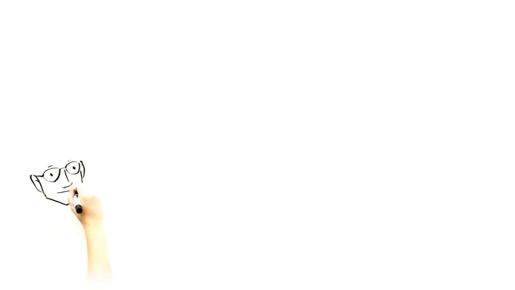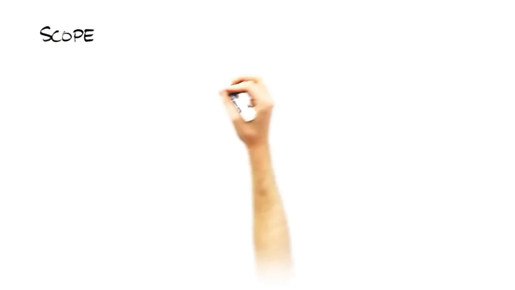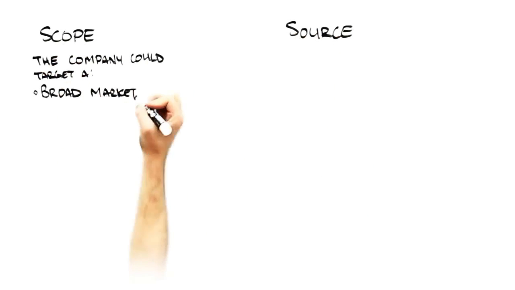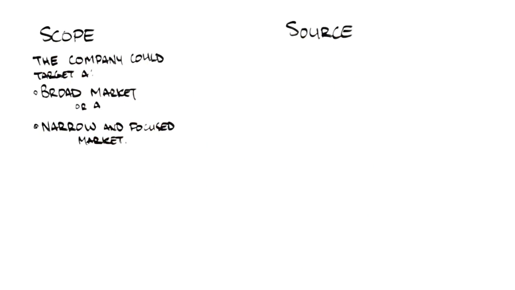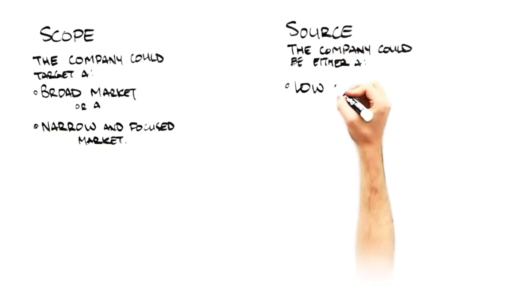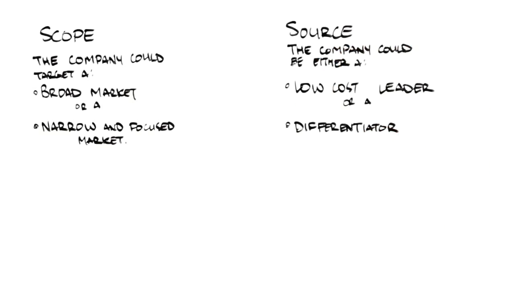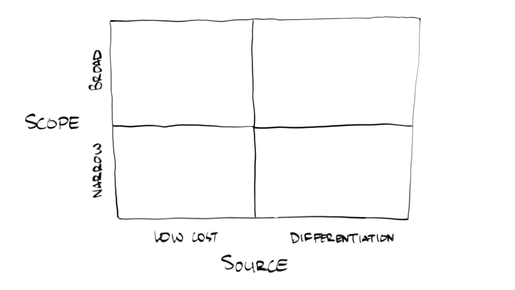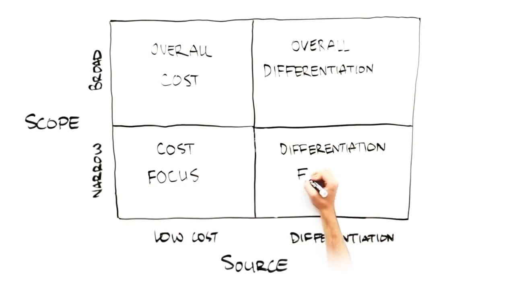Michael Porter suggested that generic strategies can be defined by two key dimensions: the scope of the strategy and the source of the competitive advantage. For scope, the company could target a broad market or a narrow focused market. For the source of competitive advantage, the company could either be the low-cost leader or a differentiator. The result is these four quadrants that represent the four generic strategies: overall cost leadership, differentiation, cost focus, and differentiation focus.